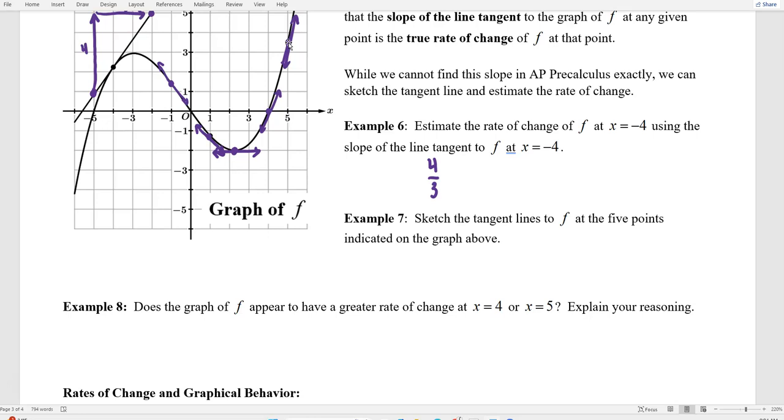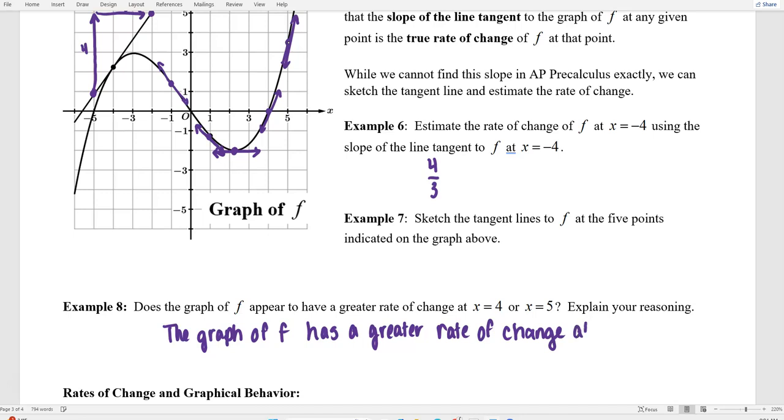But the slope is steeper here, so we could say the graph of f has a greater rate of change at x equals 5 because the slope of the tangent line is steeper there.